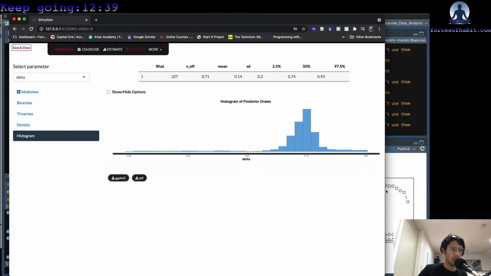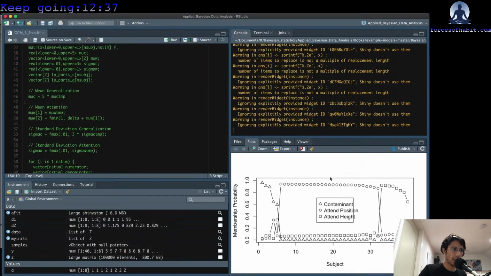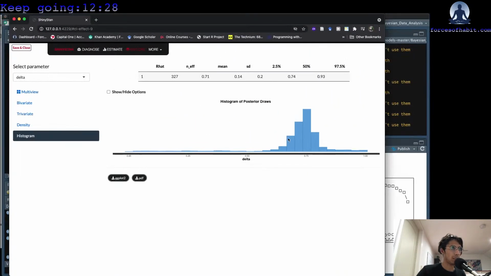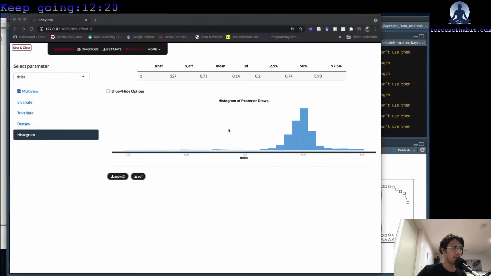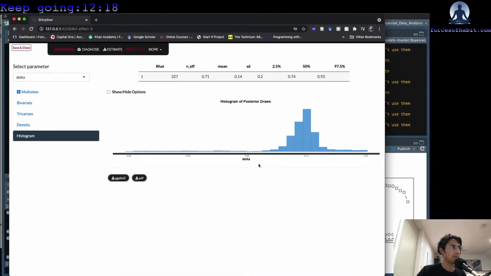And in this case, we know from looking at the data that that is people's attending towards the position rather than attending to the height. So that's what delta is capturing here, this attendance towards position rather than height. It's the dominant categorization of stimuli. I think that's the psychological interpretation.